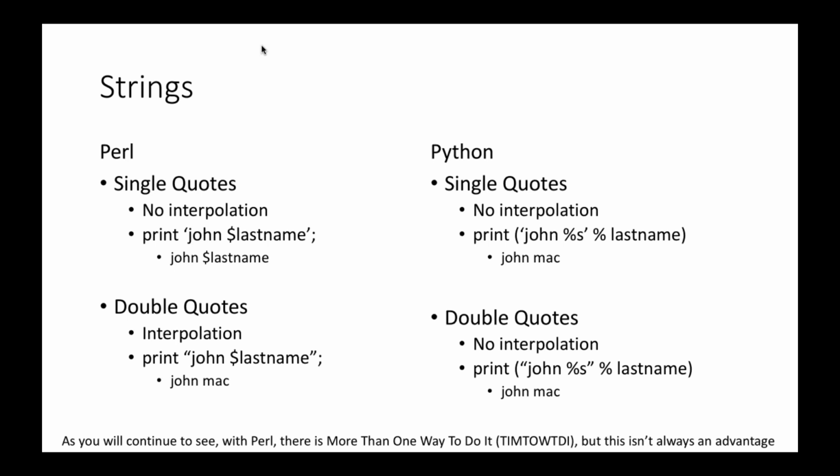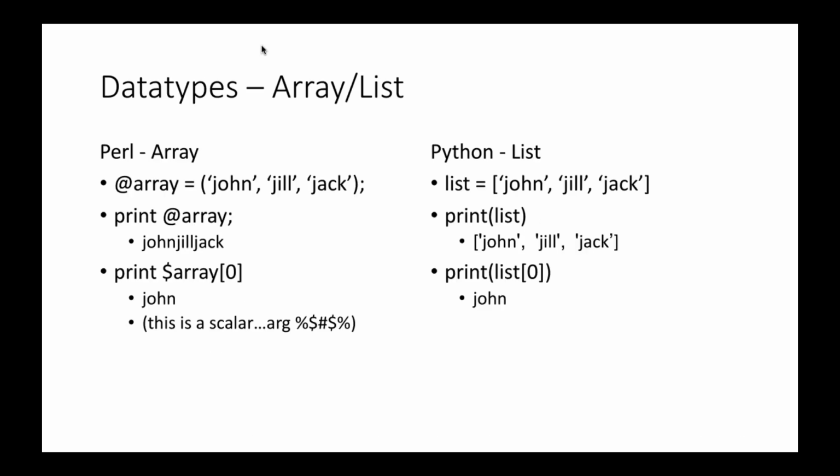Single quotes are much easier in Python. You just print something and give it the last name with double quotes or single quotes. Doesn't make a difference. Though most Python folks seem to use single quotes, so I did that as well.